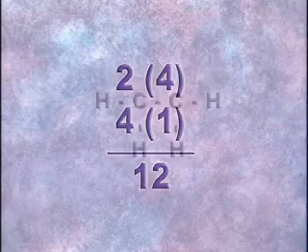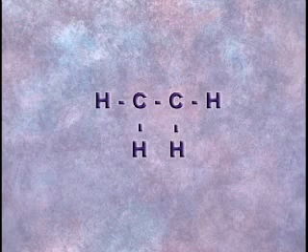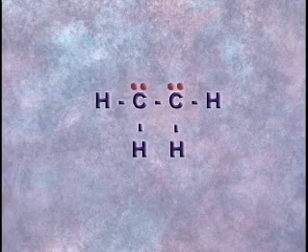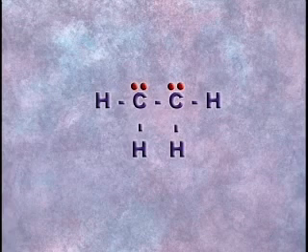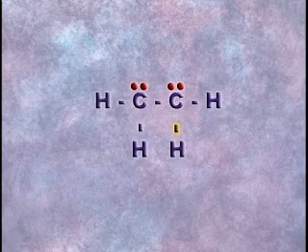Next, we'll put the 2 carbon atoms in the middle, with 2 hydrogen atoms bonded to each one. But our carbon atoms still don't have enough electrons to be happy or stable, so we give each one a lone pair of electrons. Now we count 2, 4, 6, 8, 10, 12, 14.